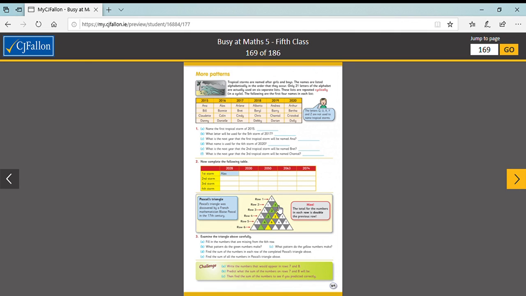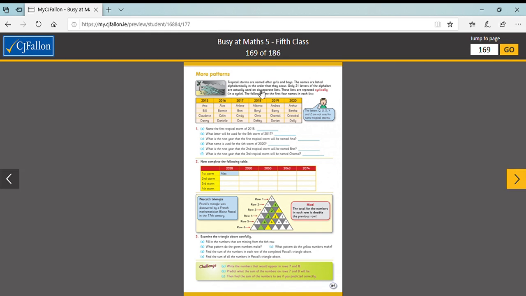Like 1, 1, 2. 1 and 2 makes 3. 2 and 1 makes 3. 3 and 3 makes 6. Then there's other things happening coming down. Look, 1, 2, 3, 4. 1, 3, 6. It's so lovely. Good old Pascal. Keeps people happy.